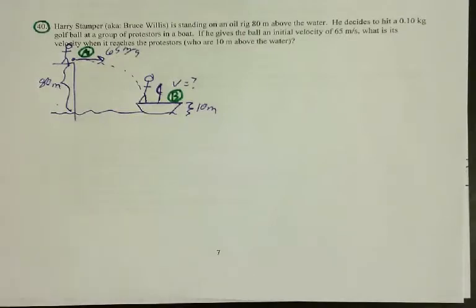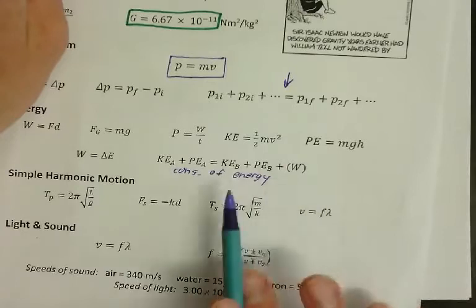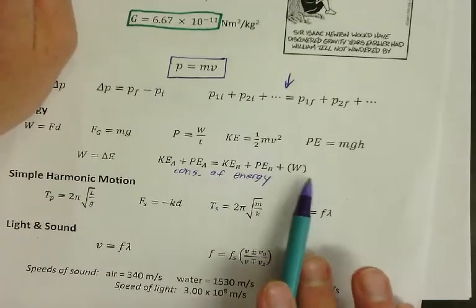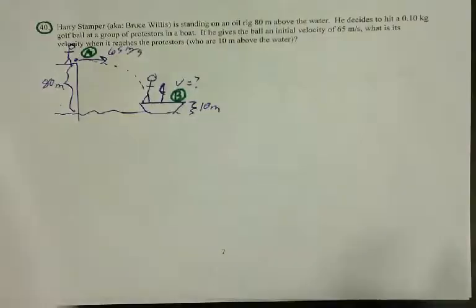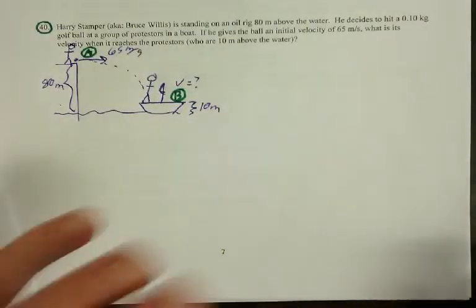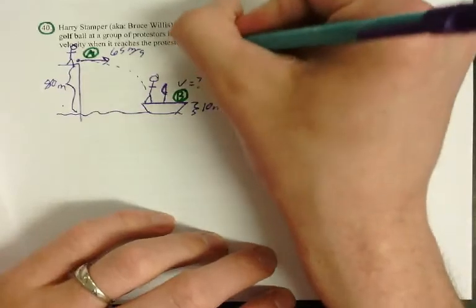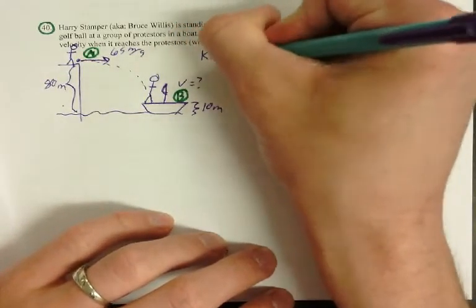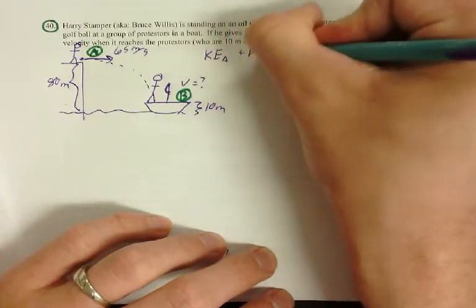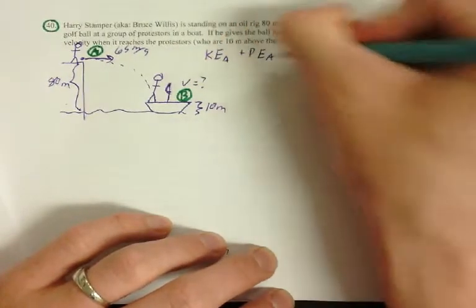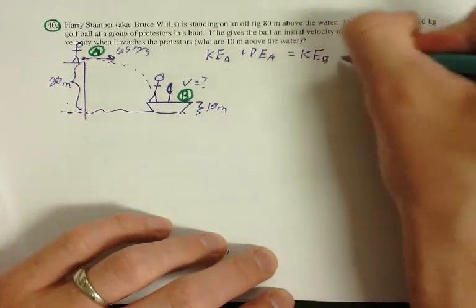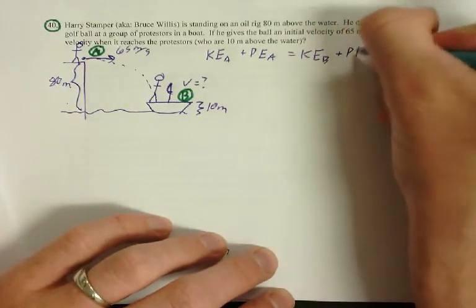I find it helpful to identify the equation and say to myself, okay, this is conservation of energy. The W is in parentheses because you only include W if there's work. The problem said nothing about work, so we don't need to worry about it. So the equation we're going with here is the kinetic at A plus the potential at A equals the kinetic at B plus the potential at B.